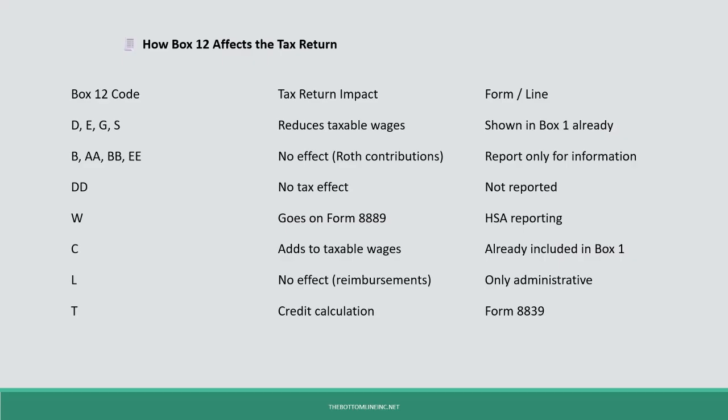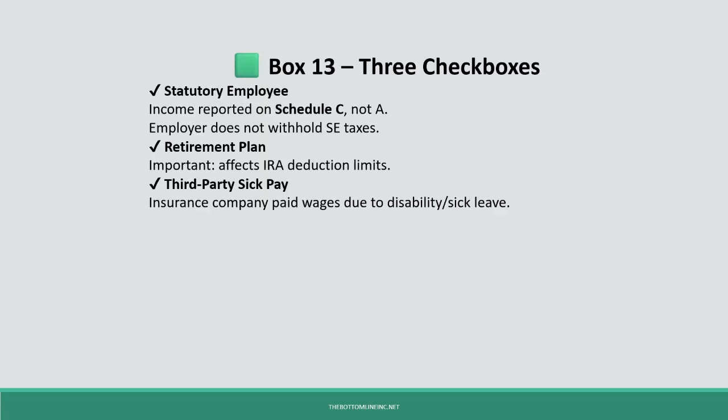Okay, so box 13, we have the income reported on Schedule C, not A, as a statutory employee. So oftentimes a minister, there's certain kinds of professions, they'll be considered a statutory employee. The income is then reported on the Schedule C, not on A, and not on the 1040. And the employer did not withhold self-employment tax. So we have to go back and calculate self-employment tax.